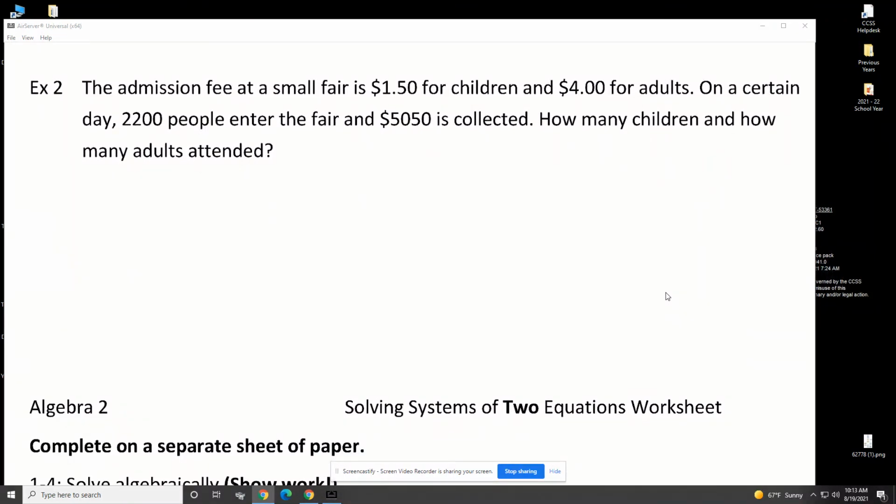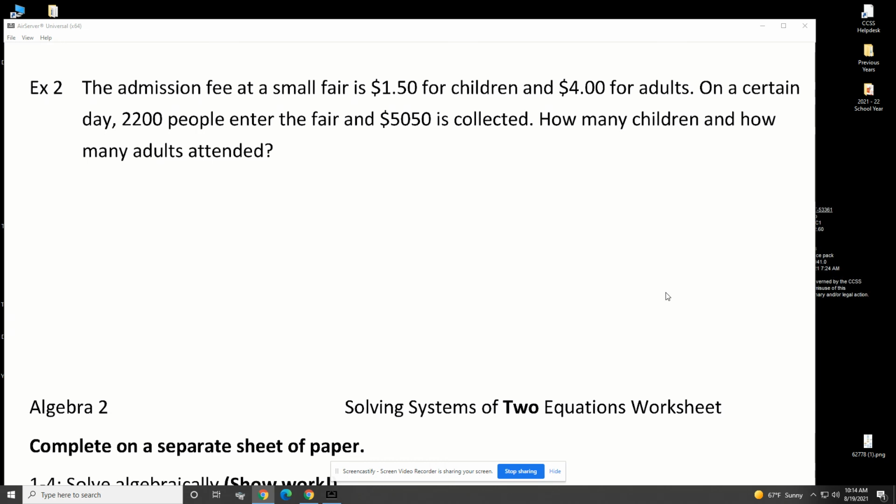So here we have a little word problem for a system of equations. These can be difficult if you don't look at it for what it is, so I'm going to try to help y'all understand this. It says the admission fee at a small fair is $1.50 for children, and it's $4 for adults. On a certain day, 2,200 people enter the fair, and $5,050 is collected. How many children and how many adults attend?